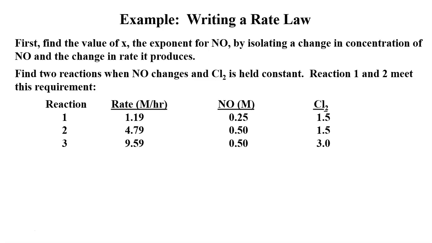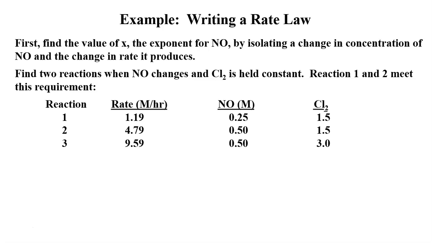So first, find the value of x. We want to find that exponent x on the NO by isolating a change in concentration of NO and the change in rate it produces. Find 2 reactions where NO changes and Cl2 is constant. So what we're going to do is find 2 reactions where the Cl2 is not changing, but the NO is changing. And by doing that, we can see how only changing NO without changing the Cl2 is going to change the rate of the reaction.